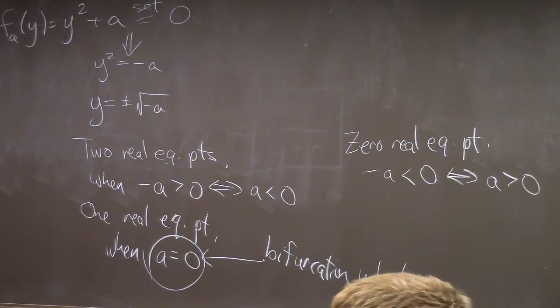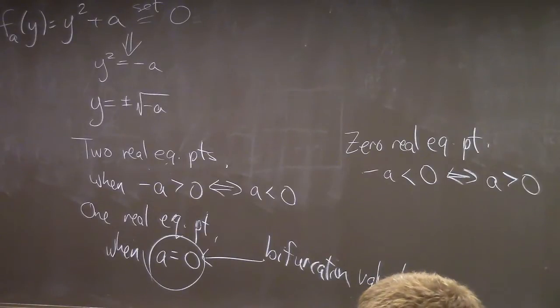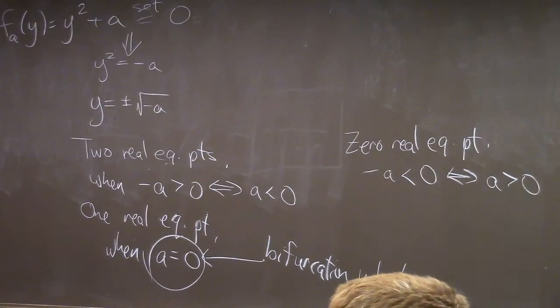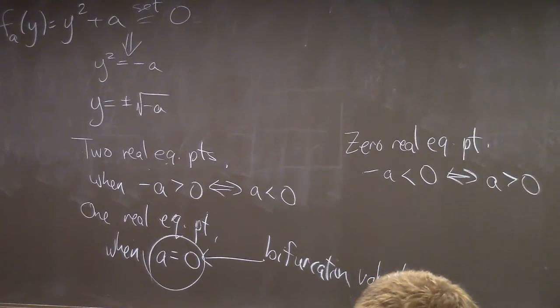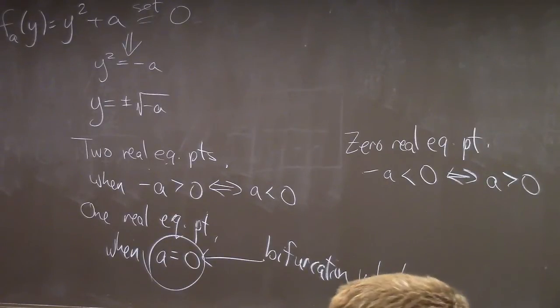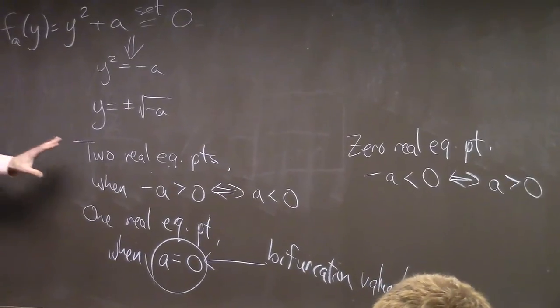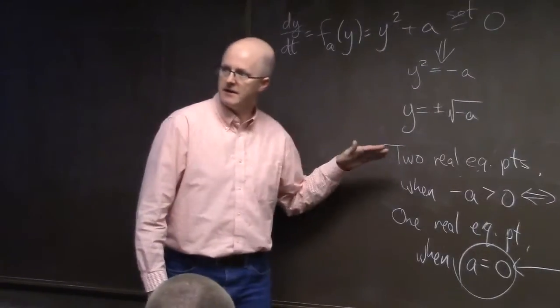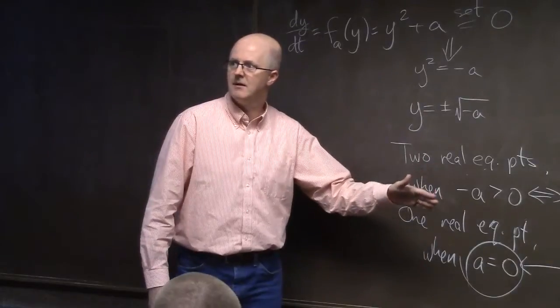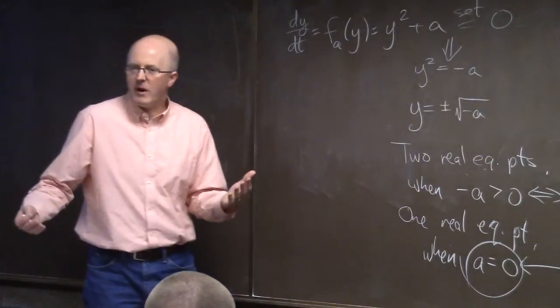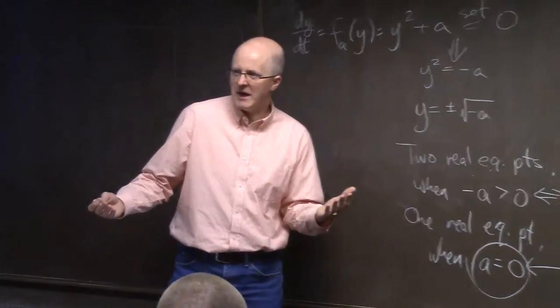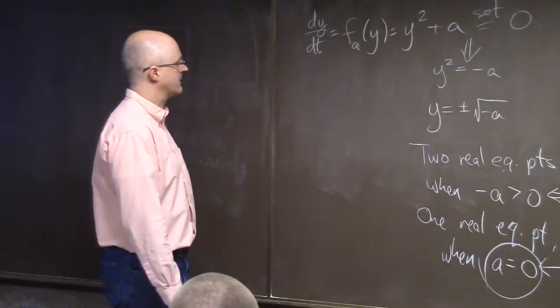What would the phase line look like in each of these cases? Question. Can you explain why A equals 0 is the bifurcation value? That's what I'm getting to do. Oh, okay. Sorry. One thing I said was that it's because it's where the big change occurs in the number of equilibrium points. Okay. You might wonder, though, the word bifurcation is kind of strange. I'll talk about where that word comes from in a second.